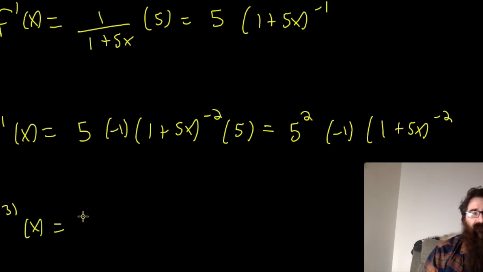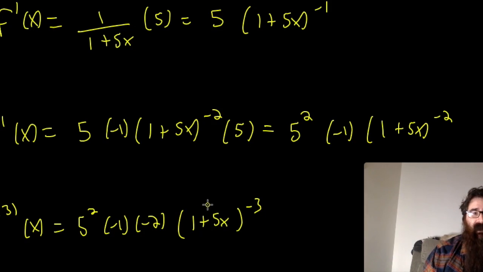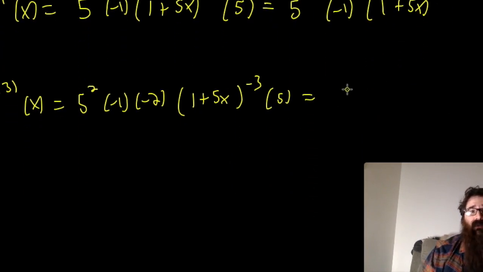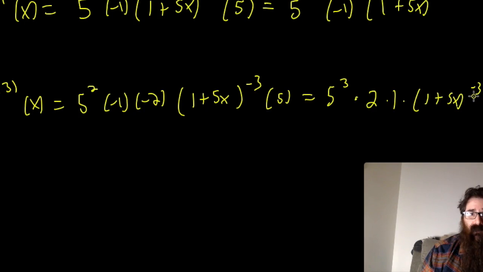I'll say, okay, so then 5 squared times negative 1 comes along for the ride. The derivative of stuff to the minus 2 gives me minus 2 stuff to the power of minus 3. 1 plus 5x, I can write that back inside. And then the inner derivative gives me 5. And if I want to clean this up, we'll say, well, 5 squared times 5 gives me 5 cubed. And then I have negative 1 times negative 2 becomes positive. So I'll write this as positive 2 times 1 times 1 plus 5x to the power of minus 3.